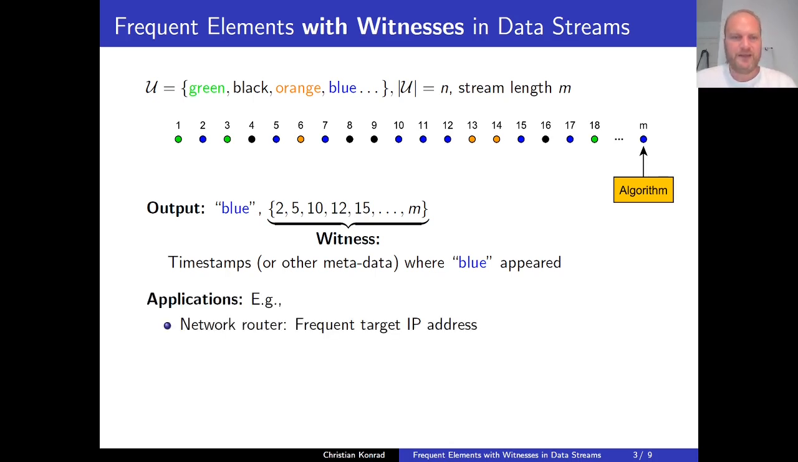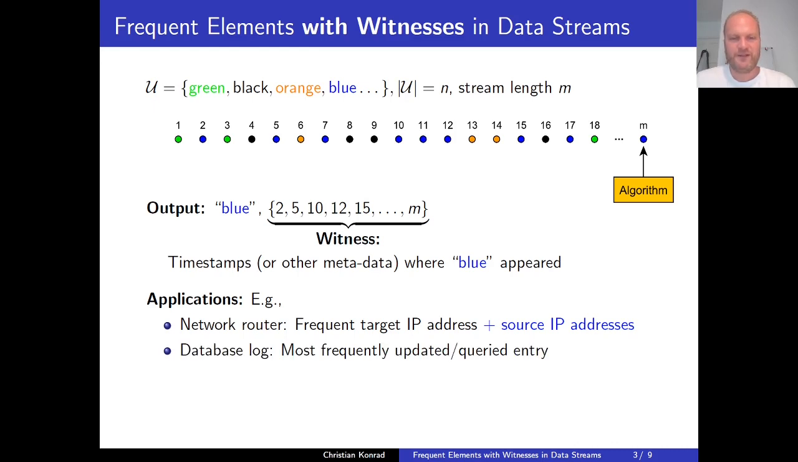Now, in our applications, let's think about the network router example again. So we can output a frequent target IP address, but for example, the metadata could be the source IP addresses that come with this specific target IP address. So we would even know where these requests originate from.